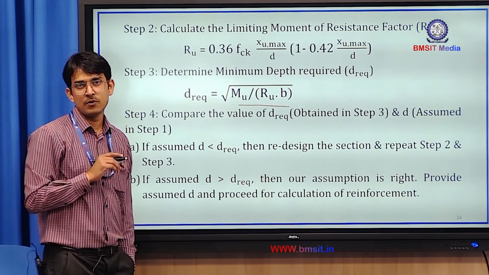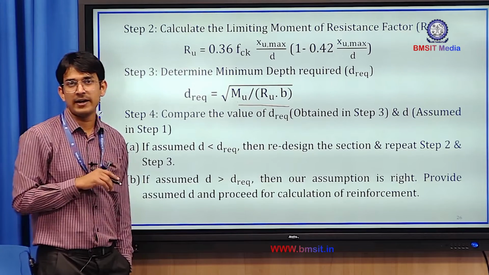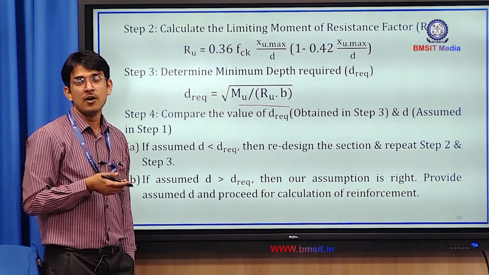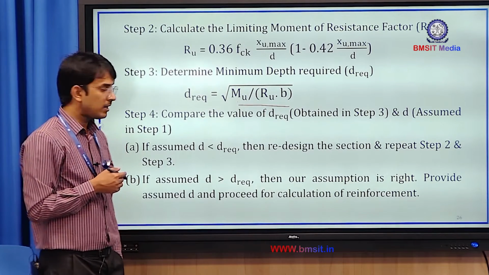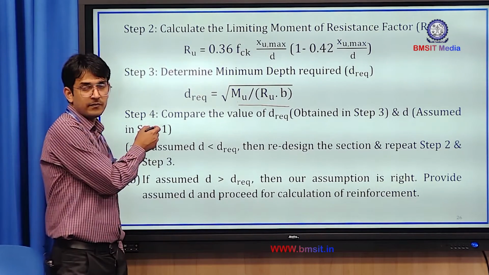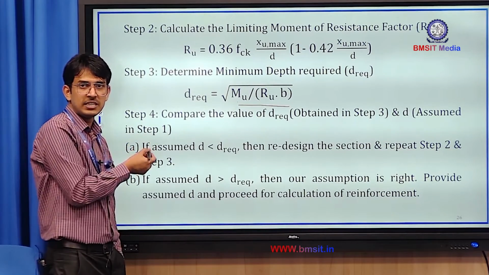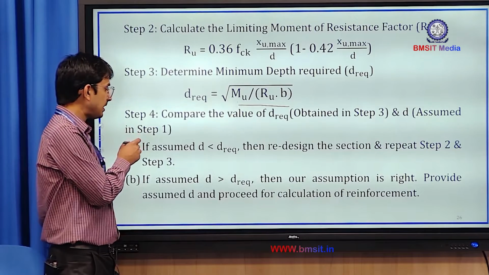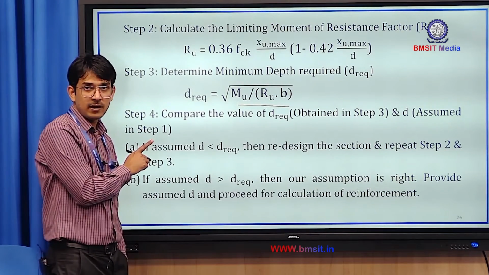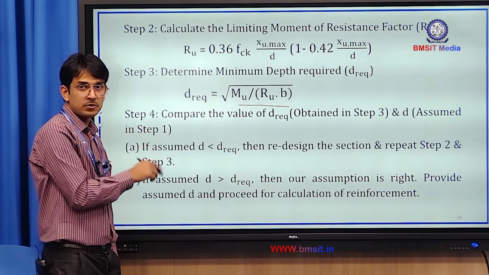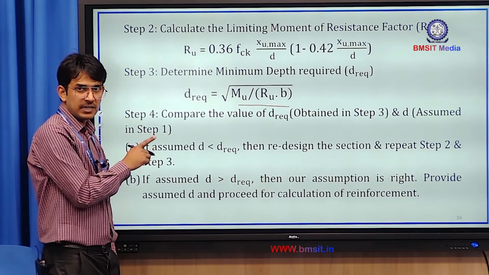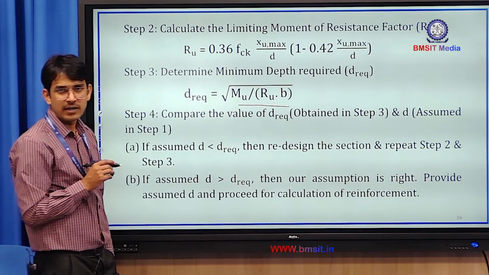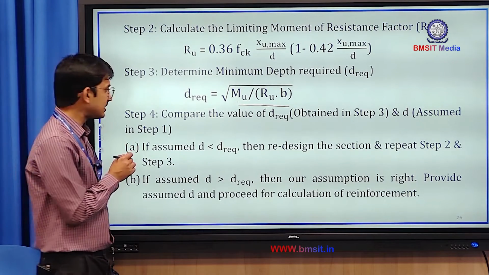If this D required is higher than the D provided earlier, then we have to go back to design step number 1 and repeat steps 1, 2 and 3. So this is how in step number 4 we compare both the values, D required and D assumed in step number 1. If the assumed D is lesser than the D required, then we have to redesign and come to steps 1, 2, 3 again. If the assumed D is greater than the D required, then it is okay, and we can move on to the further steps.